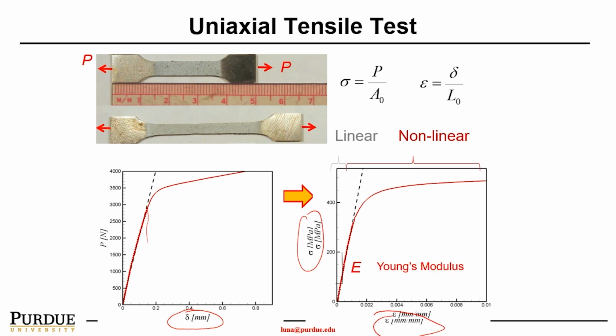Again, the Young's modulus is the tangent of this curve. That's the intrinsic material property. So it's never good to use the stress or strain alone to describe a material. Why? Because that's not an intrinsic material property. It really depends on the material geometry.